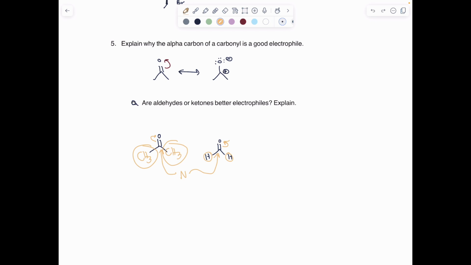So just to put that into writing, aldehydes are better electrophiles because of less sterics and less inductive stabilization.